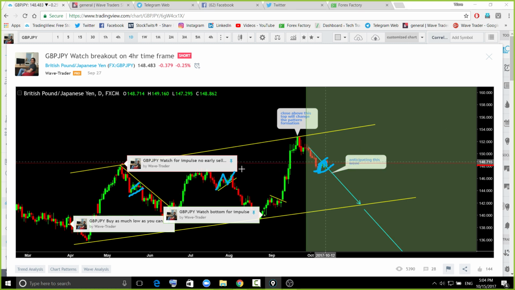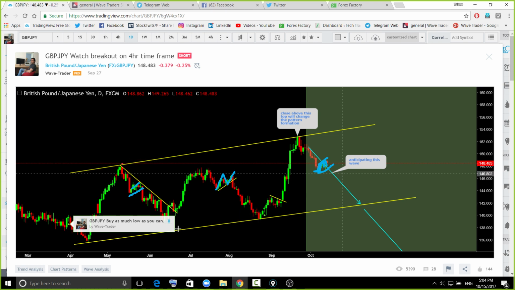So what we need to look for next week is this move, like that or like that, at this area. I don't see that it is going to do something different.